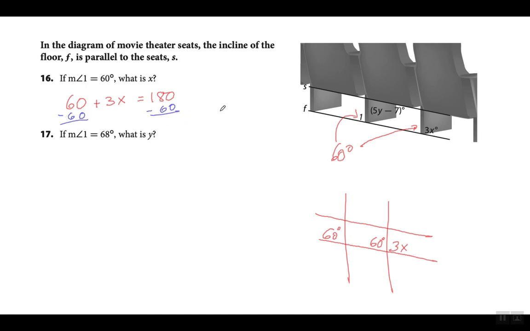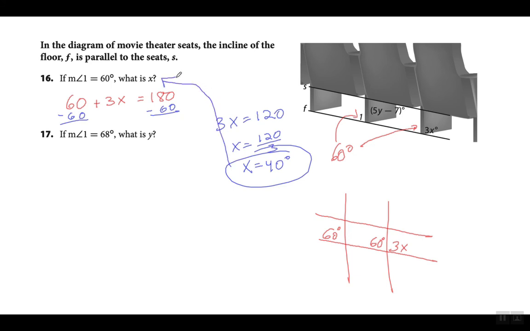Alright, so that's going to give you 120. Let me write it over here. 3x equals 120. So x is obviously going to be 40, because 120 divided by 3, x equals 40. So that's the answer for number 16. Let's look at number 17.